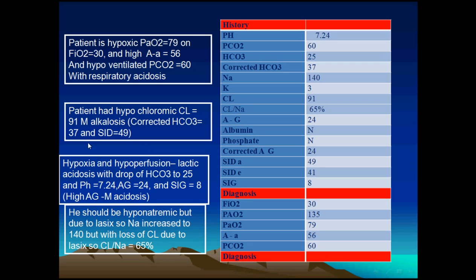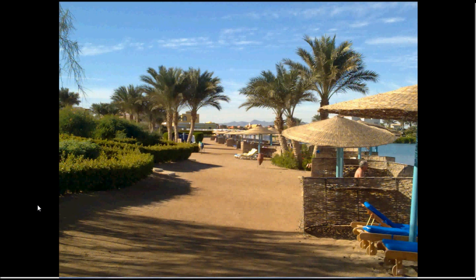So the picture of this ABG is a patient who was hypoxic and hypoventilated with respiratory acidosis. The patient had hypochloremic metabolic alkalosis, known from the high bicarbonate and high strong ion difference. The patient developed acute exacerbation of heart failure with hypoxia and hypoperfusion with lactic acidosis. The pH dropped, the anion gap is high, and the strong ion gap is high, and this is high anion gap metabolic acidosis. And this patient with chronic heart failure should have hyponatremia, but most probably the Lasix corrected it, as hyponatremia is usually dilutional, and therefore that's why the sodium was normal. And thank you.